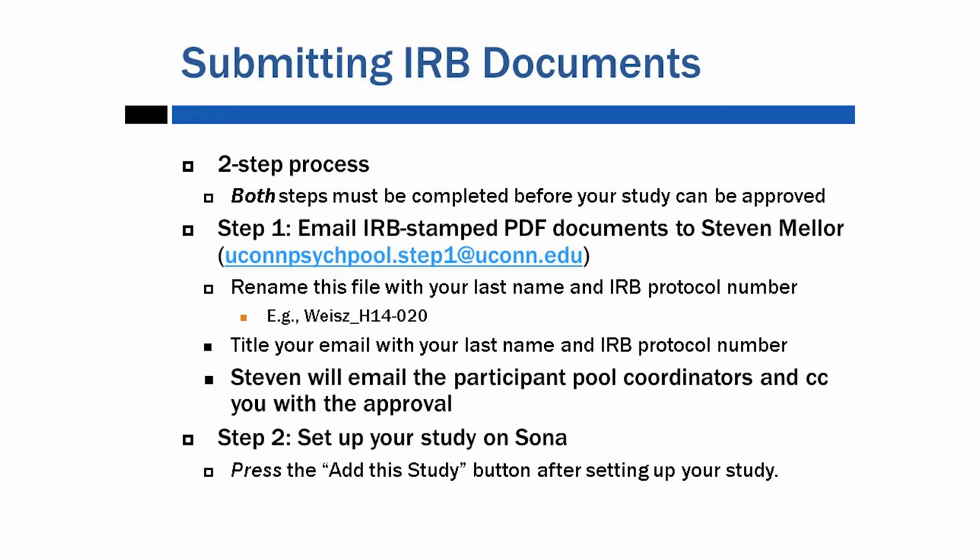The first step is to email your IRB stamped protocol to Stephen Malore at the email you see on the screen. That is the UConn Psych Pool Step 1 at uconn.edu. Please rename your file so that it has your last name, an underscore, and then your IRB protocol number. Also, in your email to Dr. Malore, have in the subject line that same information, your last name, the underscore, and then the IRB protocol.